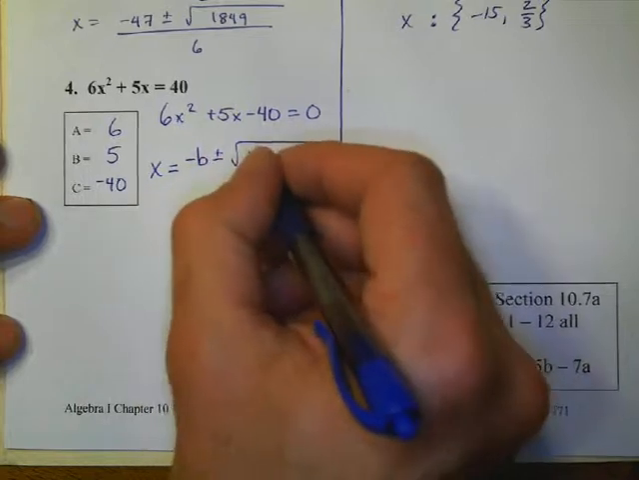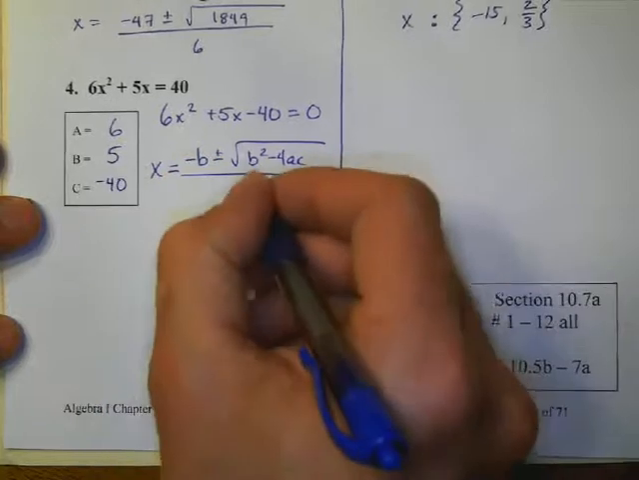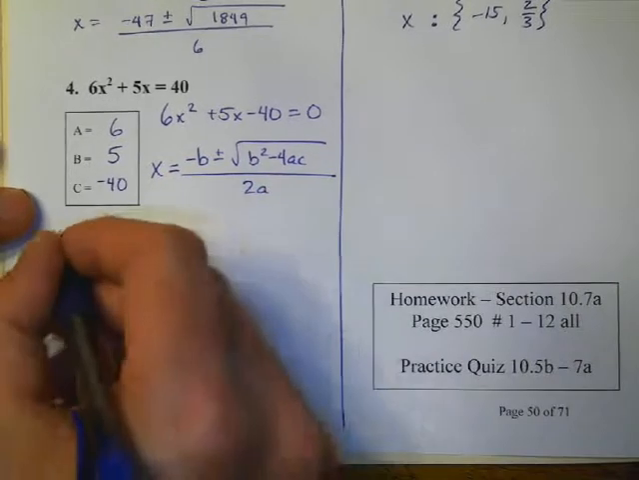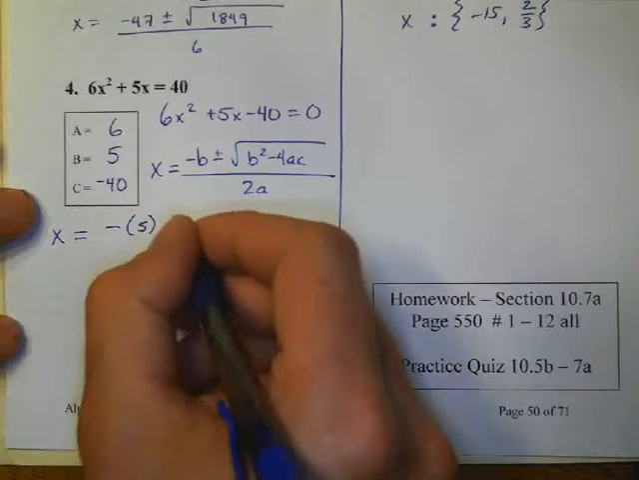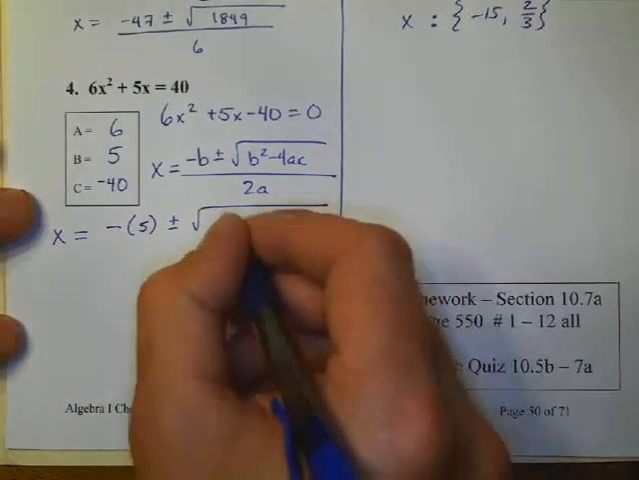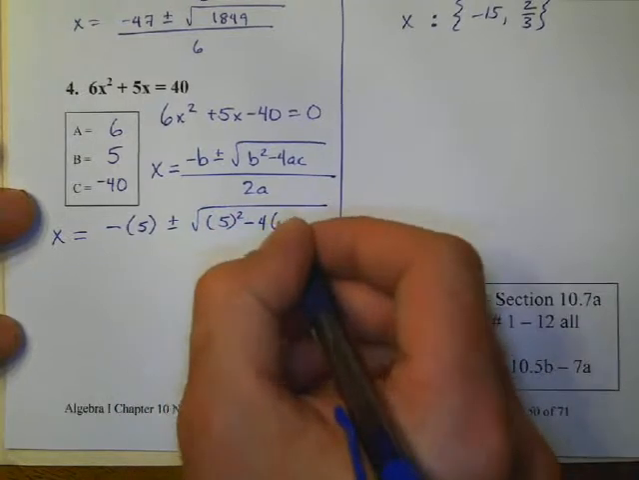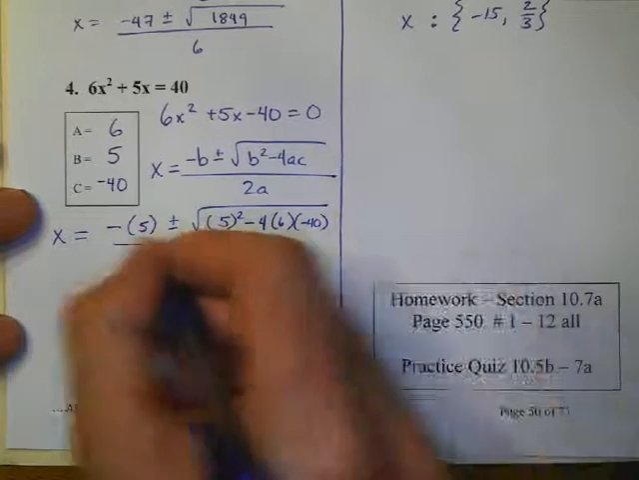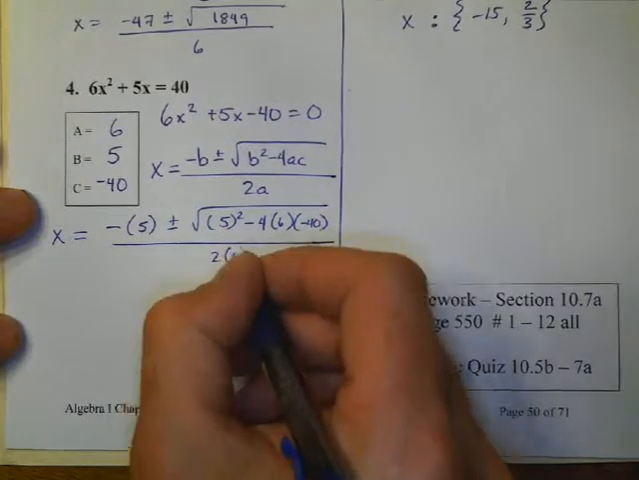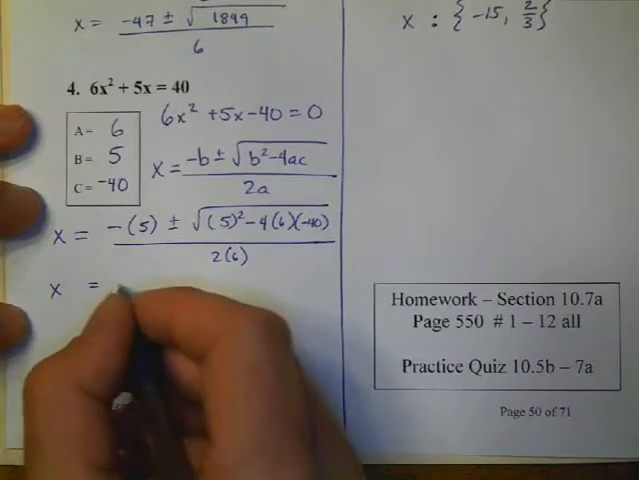Let's write our quadratic formula again. The opposite of b, plus or minus the square root of b squared minus 4ac, all over 2a. We input our values: the opposite of 5, plus or minus (5) squared minus 4 times 6 times negative 40, all over 2 times 6.